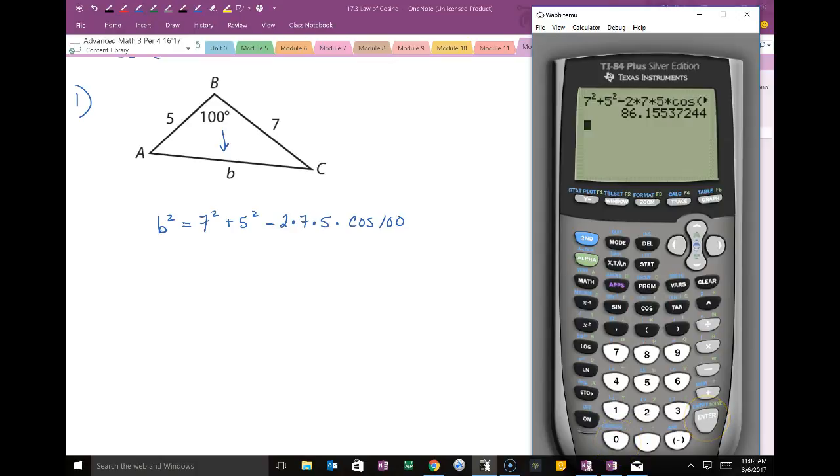Okay, so if I hit enter, did anybody else get 86.2? Is that my side B? No, okay, good. It is equal to the square, so I have to square root this. So square root of, I'm just going to go up, hit the up arrow and hit enter. That way I'm using the exact value. Okay, and side B, everybody agree that that would be 9.3.